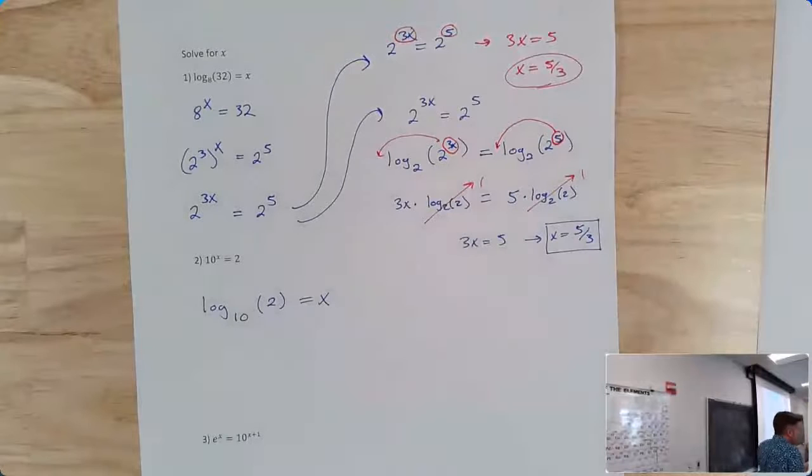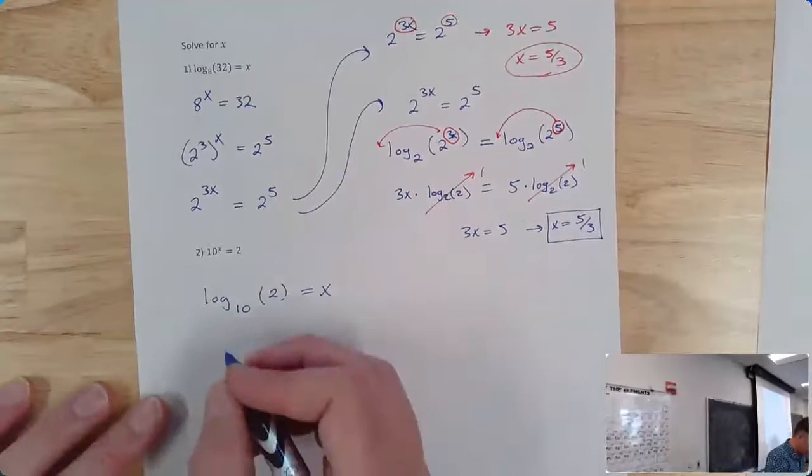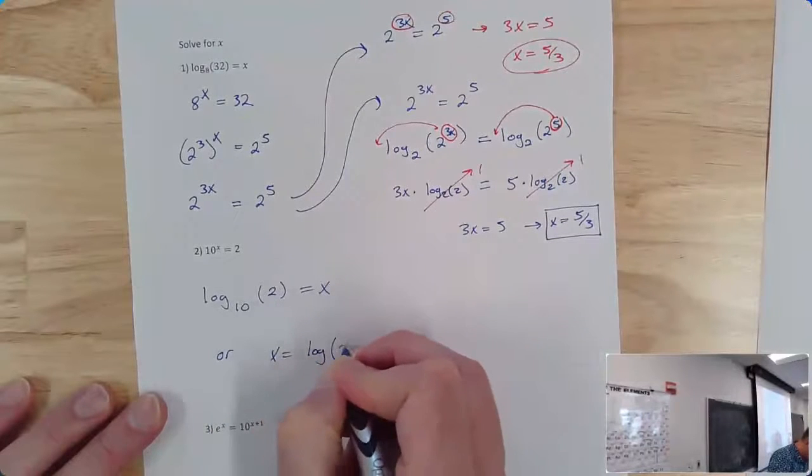There's nothing else you can do with this. Specifically, I do not want or expect you to use a calculator to give me a decimal approximation. That's the exact answer. That's the answer we want. I will point out, since it's log base 10, that's the base we don't have to write. So you could really write this as x equal to just log of 2.